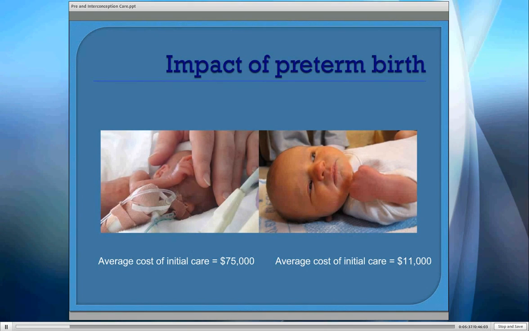Even babies born just a few weeks early have higher rates of hospitalization, illness, and death than full-term infants. The mortality rate for infants born between 34 and 36 weeks gestation is 3 times that of infants born at term. There are also significant racial disparities in preterm birth rates. The rate of early preterm births for African American women is 2 to 3 times that for white women.